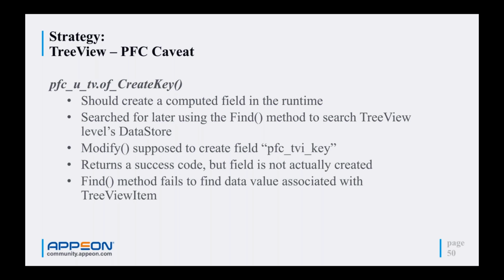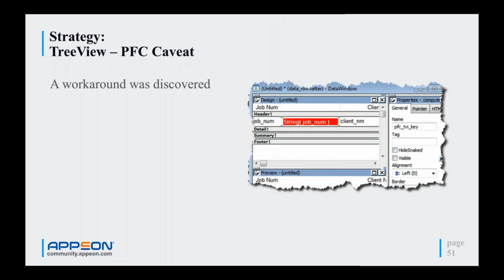So a workaround was discovered by statically creating a computed field at design time using the data window painter and naming it PFC TBI key with the same intended expression of string and then the column name, to stringify that column's value. The find function later succeeds.